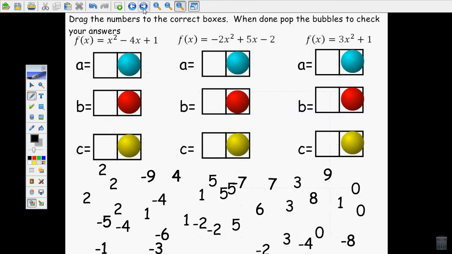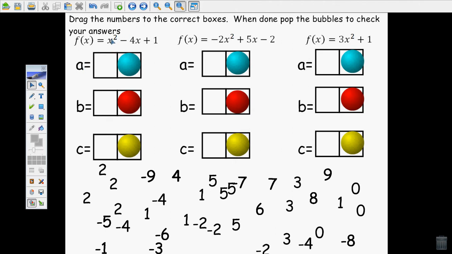Okay, so the first thing we're doing is trying to find A, B, and C. So take this first equation here. It says drag the numbers to the correct boxes. When done, pop the bubbles to check your answers. So I'm going to fill in A, B, and C here for this first one, and then I'll go through and pop the bubbles and see if we were right, and then I'll give you some time to work on these other 2 examples as far as finding A, B, and C.